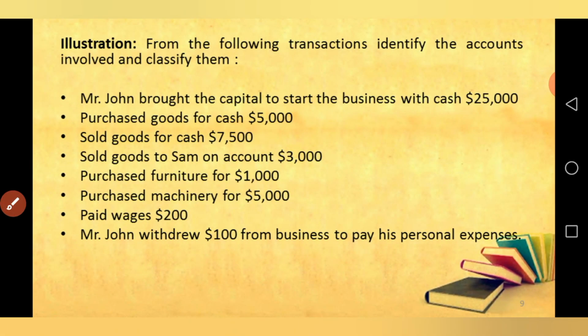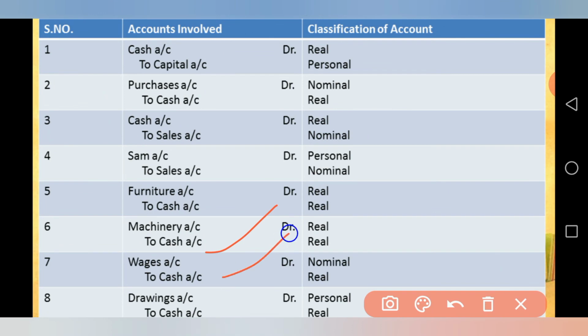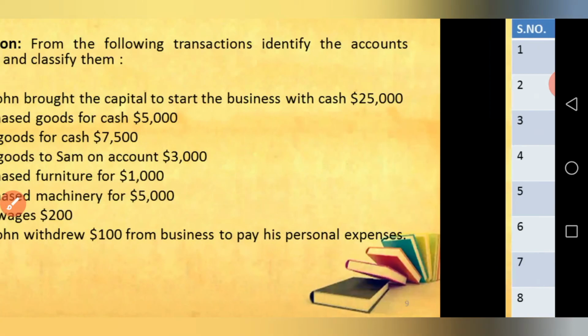Next. Paid wages. Two accounts involved were wages and cash. Wages is what? Nominal account, because it's an expense. So, according to the nominal account, debit all expenses and losses. Hence, wages have been debited. And for the real account, what was the rule? Debit what comes in, credit what goes out. So cash is going out because we are paying the wages. Hence, it has been credited.